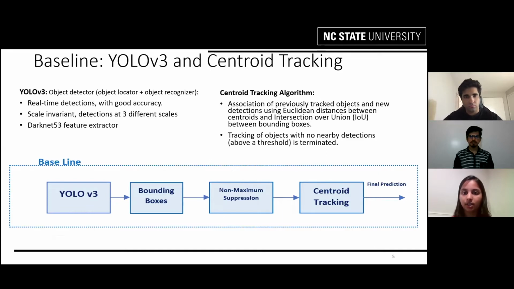Centroid tracking makes association of the previously tracked objects and the new detections with the use of Euclidean distance between the centroid and the IOU over the bounding boxes. The baseline block diagram is given in the slide.